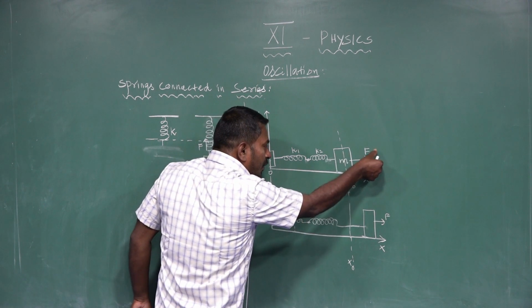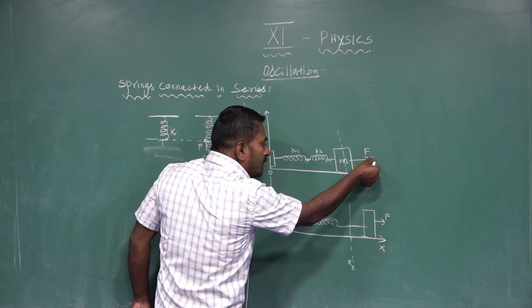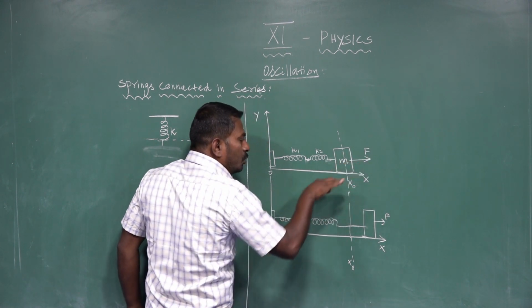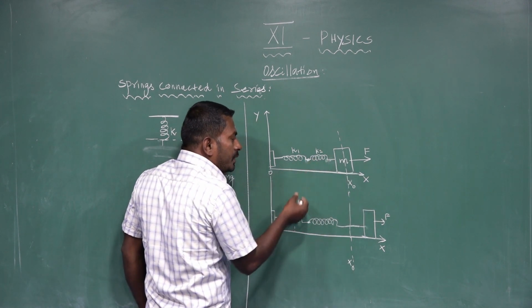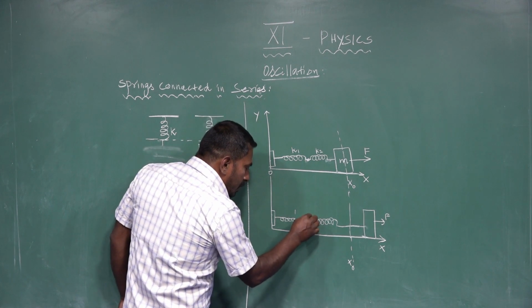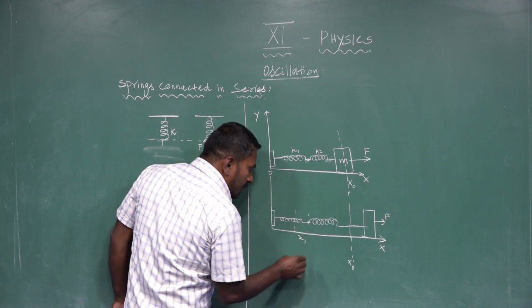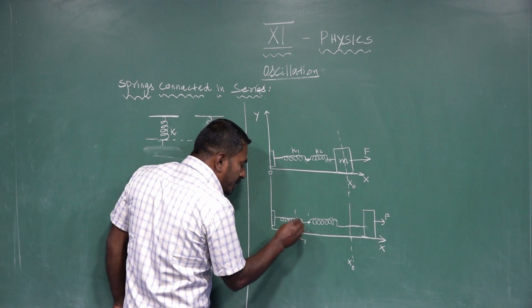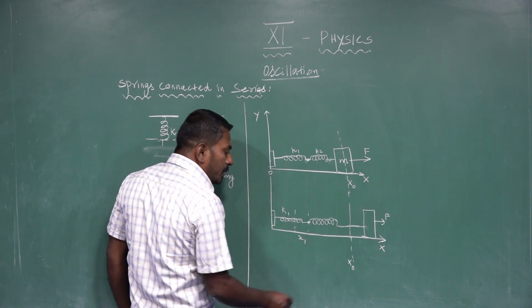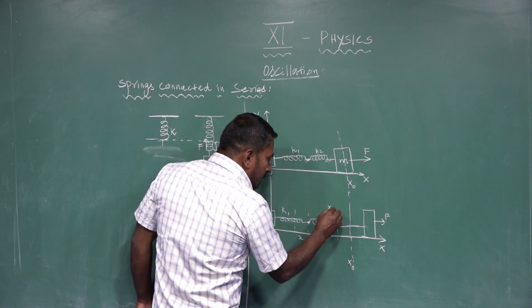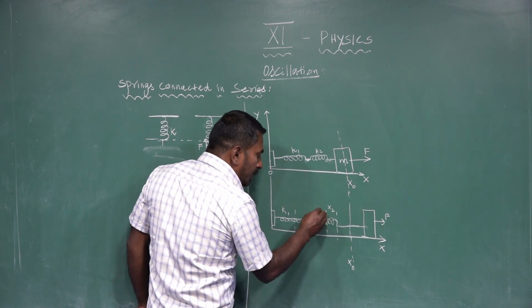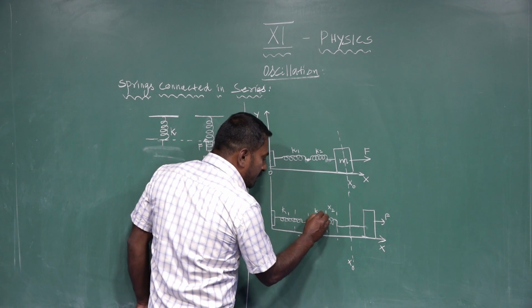Due to the application of the external force acting on the load of mass M along this direction towards the x-axis, elongation is produced in both springs. x1 is the elongation produced in the first spring of spring constant K1, and then x2 is the elongation produced in the second spring of the force constant or stiffness constant K2.